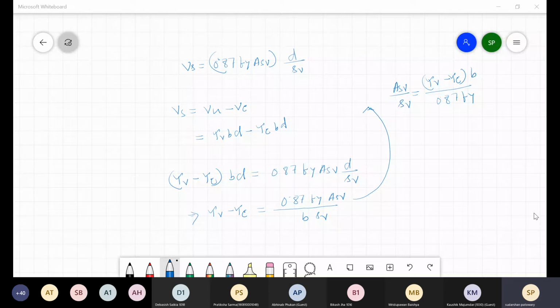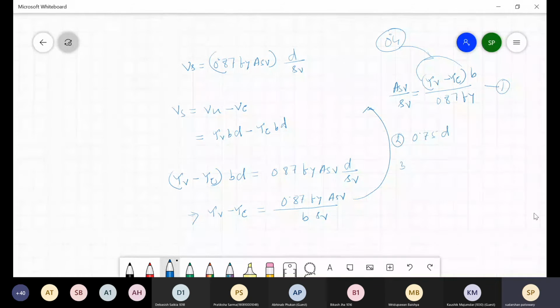So this is the one formula for spacing. If you are not designing the beam for shear, then tau V minus tau C is equal to how much? 0.4. That is the difference. Number 2 is 0.75 d, and number 3 is 300. So out of these three, the lesser one you have to take as the spacing of the stirrup. Am I clear to you?